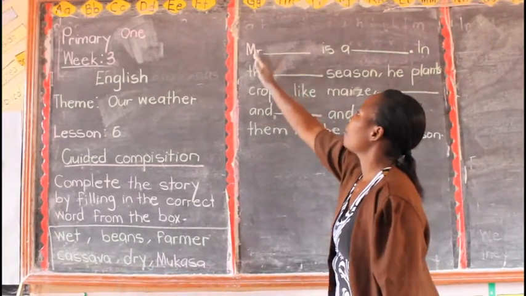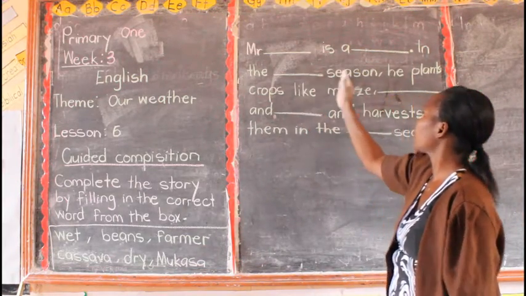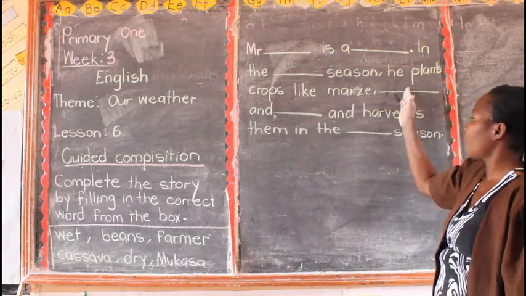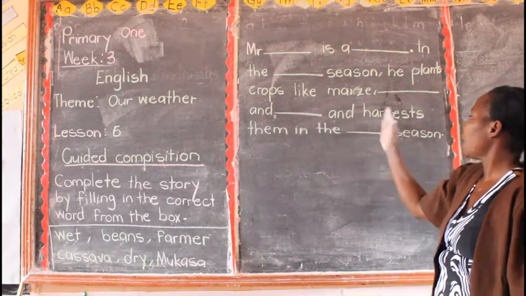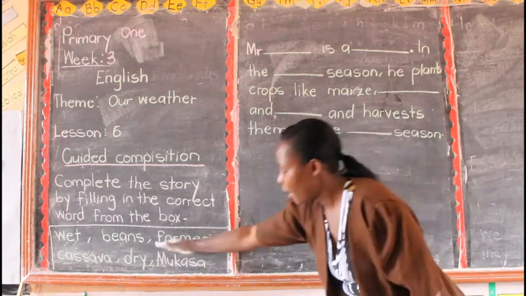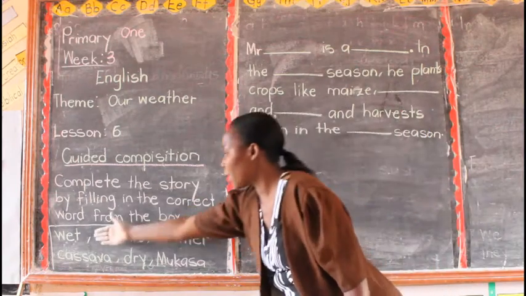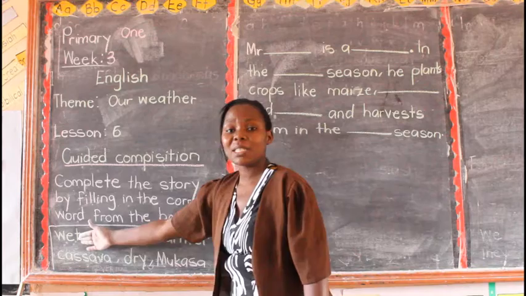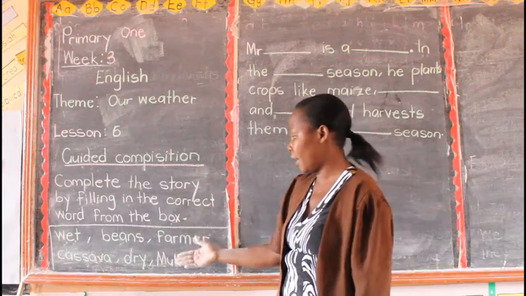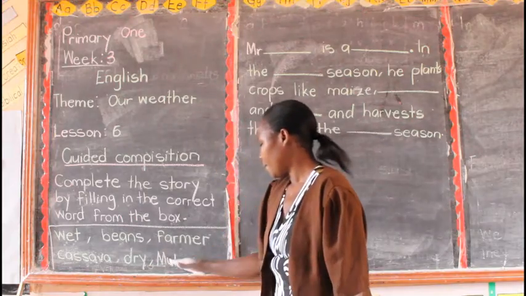The story is here. Mr. dash is a dash. In the dash season, he plants crops like maize, dash, and dash, and harvests them in the dash season. The words are here to help us complete this one. Mr. dash, Mr. who? Do you say Mr. Wet? Do you know the meaning of wet? What is that season when there is too much rainfall? When rain falls almost every day? Beans. Do you say Mr. Beans? Farmer. Cassava. Dry. Mokasa.